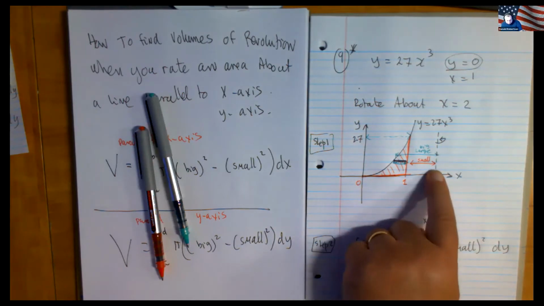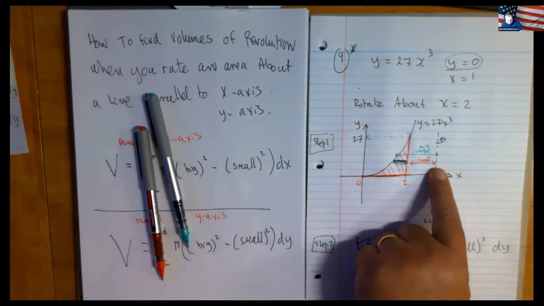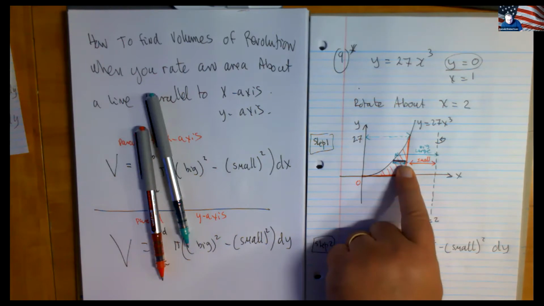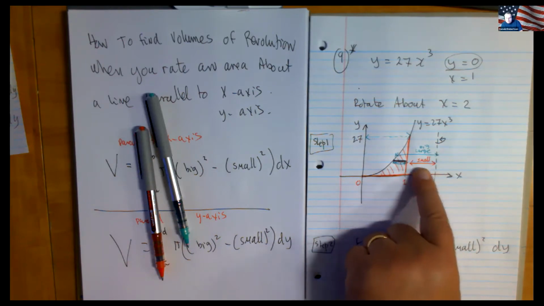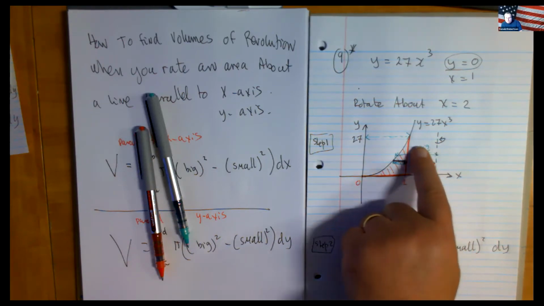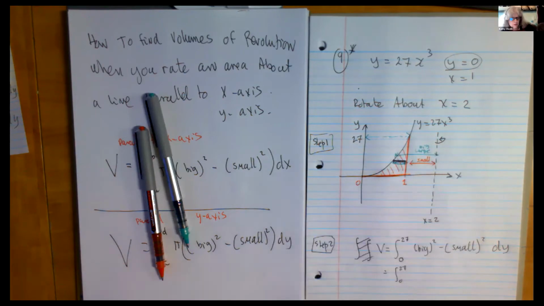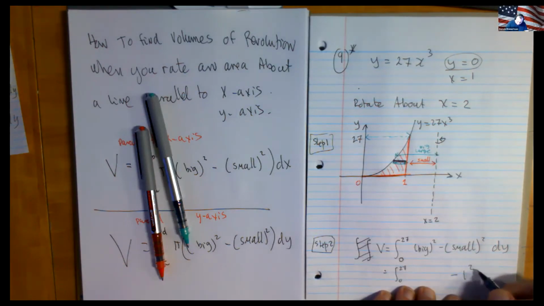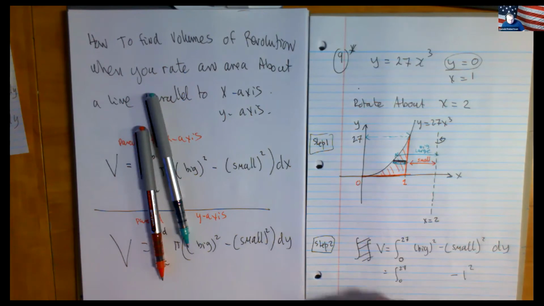Okay, let's do the small one. What's the distance from the axis of rotation to there? Isn't it a fixed number? It's the same every time. Agreed. So that one was easy, just 1 squared.